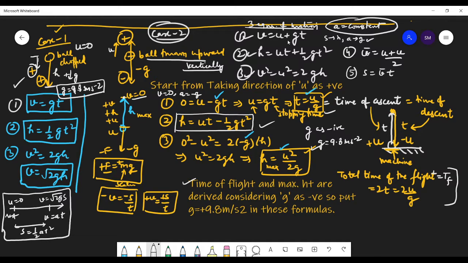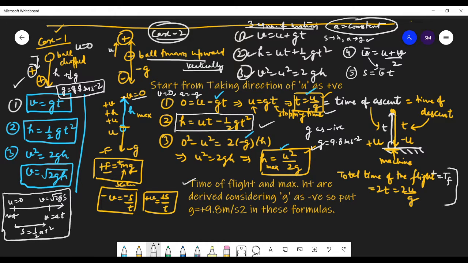So v equals u plus gt, h equals ut plus half gt square, and v square minus u square equals 2gh. So we replace a with g and displacement s with h. So h is the vertical displacement. We have other formulas also, like average velocity equals u plus v divided by 2, and displacement is given by this average velocity into time.